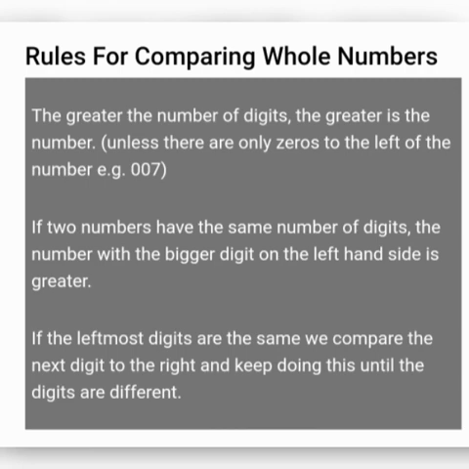Here is rule number 3. If the leftmost digits are the same, we compare the next digit to the right and keep doing this until the digits are different. When we are comparing the hundreds place, if they are the same, I go to the tens place and compare and write, right? Then if the tens place is also the same, I go to the ones place. If it is different, I compare and write, correct? The same rule is given. If one is the same, you go to the next one, compare, and write which is greater and which is smaller. If it is equal, you put the equal to sign.